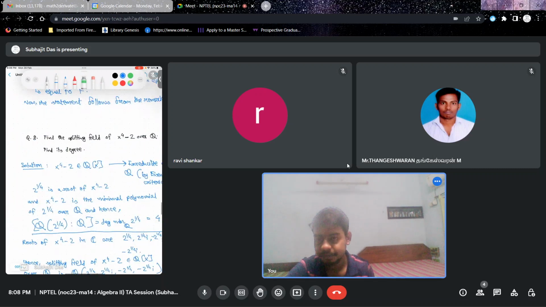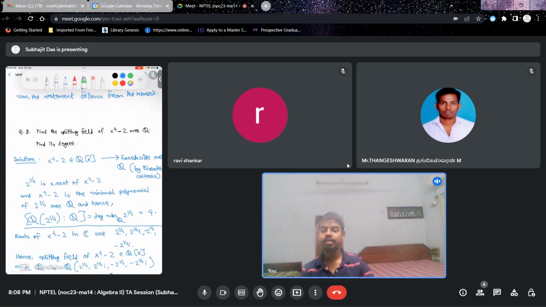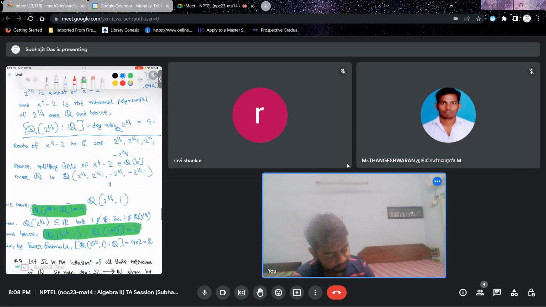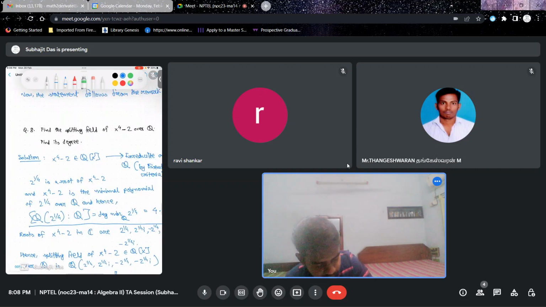And we are done. So the degree of the splitting field of x to the power 4 minus 2 over Q has to be 8. If you consider this polynomial x to the power 4 minus 2 over Q, it will have splitting field equal to Q adjoined with 2 to the power 1 by 4, comma i, and that has degree 8 over Q. So the answer will be 8.